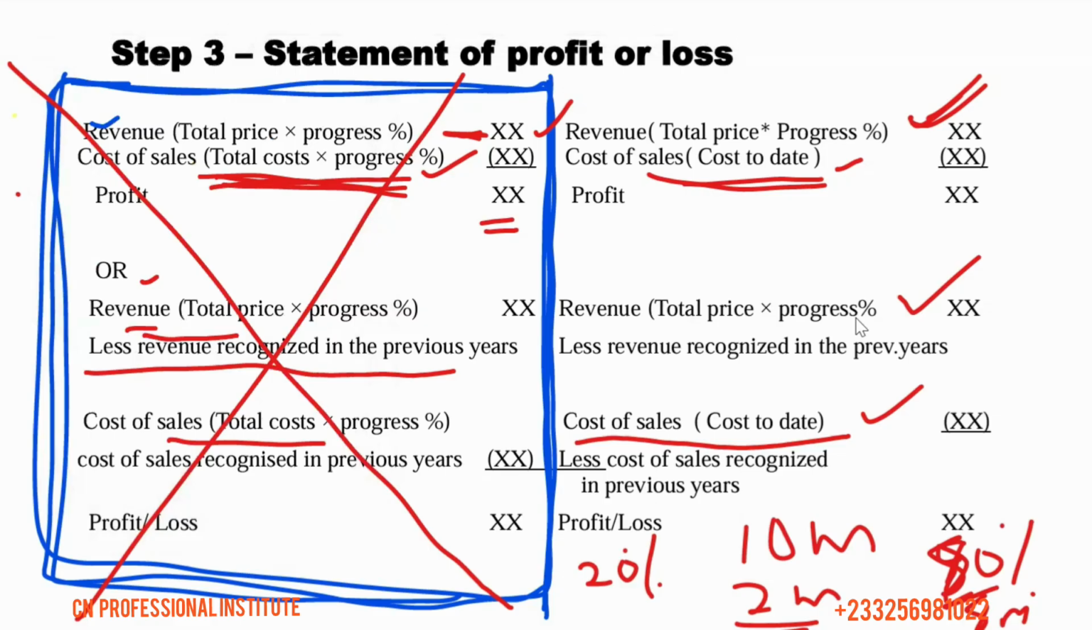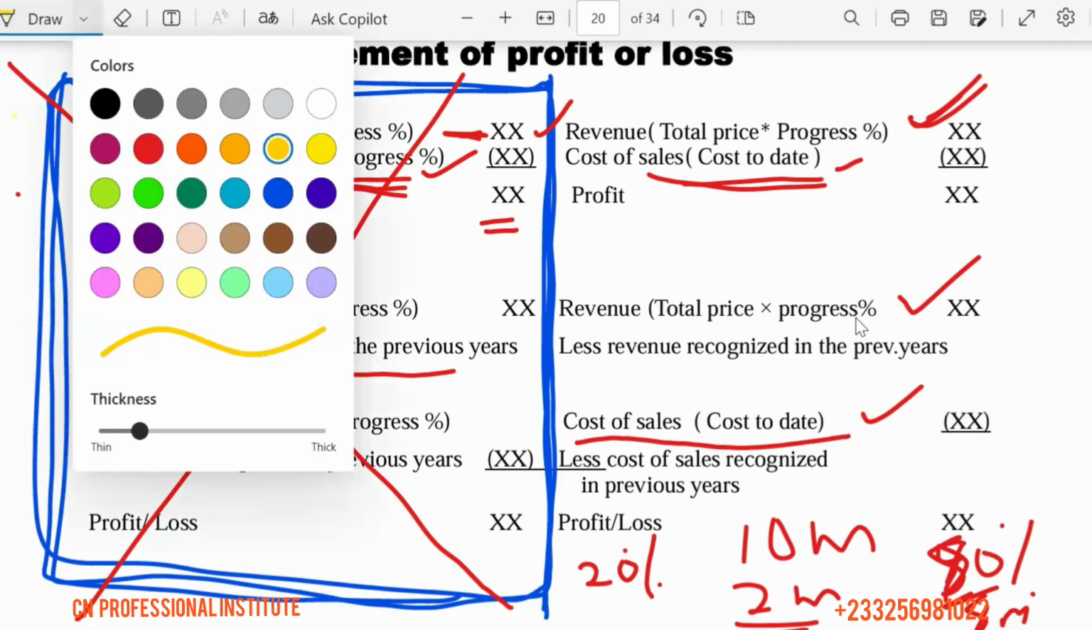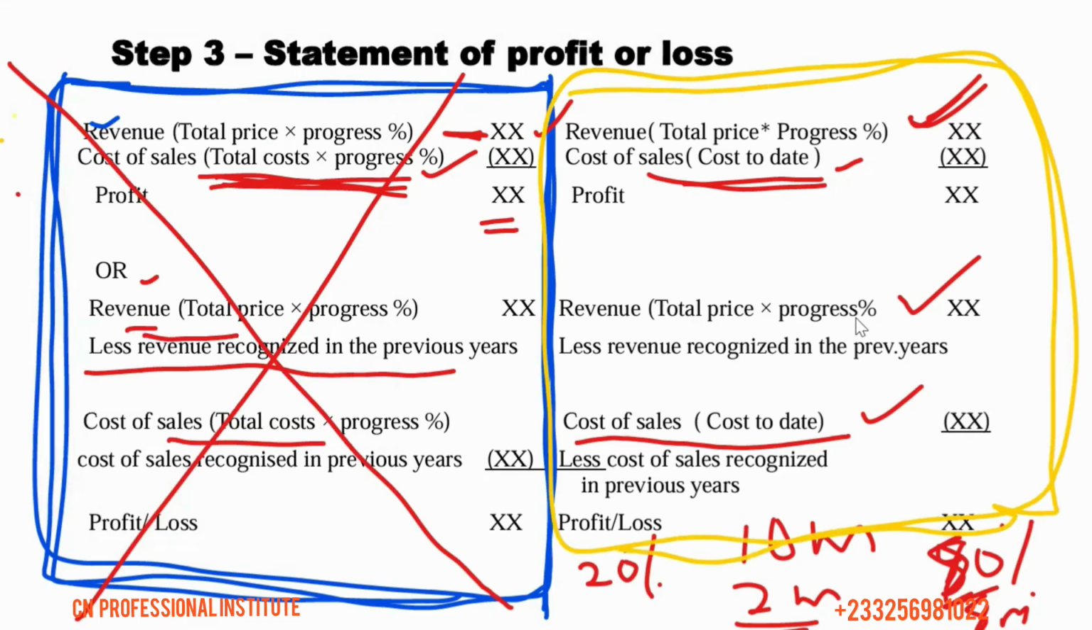So this one here is the method I will be applying now. In the profit or loss account, very simple. We compute two things. We look at revenue and then cost of sales. The revenue is the total contract price by the progress, and our cost of sales will just be the cost to date. I said previously, our cost of sales, we were applying the progress on the total cost.